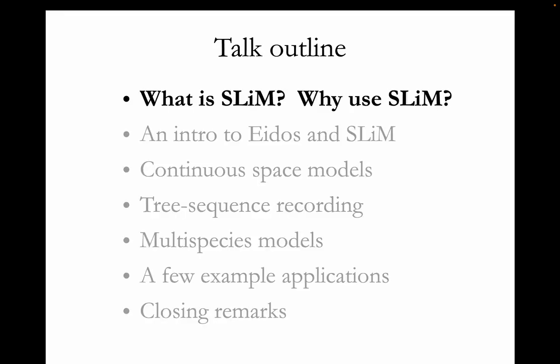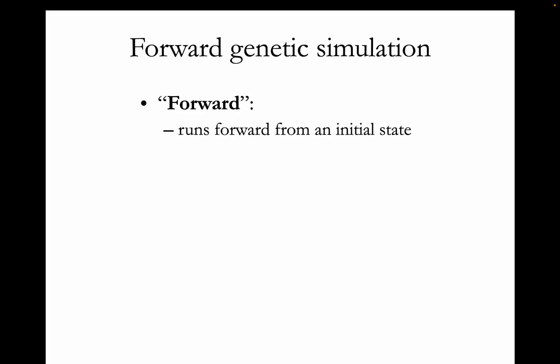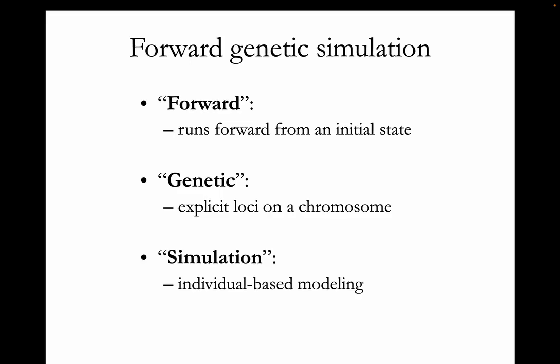What is SLiM, and why would you want to use it? SLiM is software for forward genetic simulation. Let's break that down word by word. Forward means that the simulation runs forward in time from an initial ancestral state, in contrast to the coalescent, for example, which runs backwards in time. Genetic means that SLiM simulates every mutation explicitly at specific positions on a chromosome, with recombination and linkage and all that good stuff. So you can do pretty realistic genetics. And simulation here means that SLiM explicitly simulates individual organisms, their birth, death, movement, and even interactions between individuals.